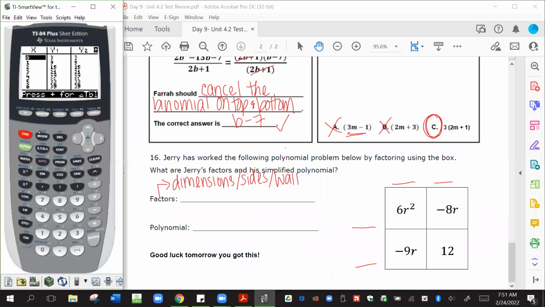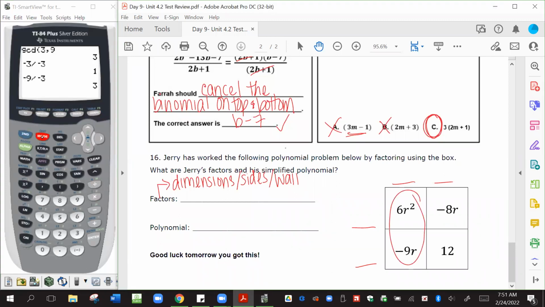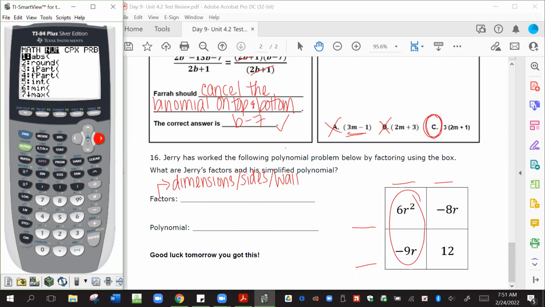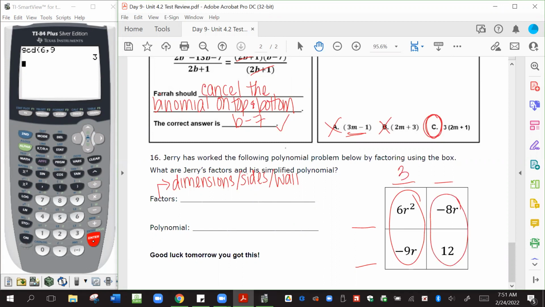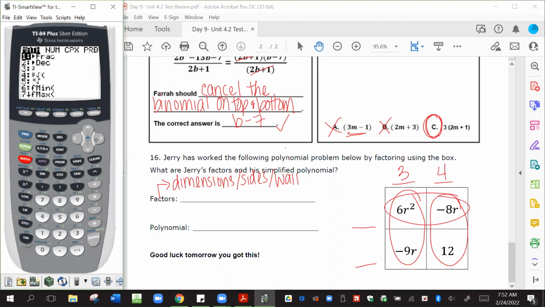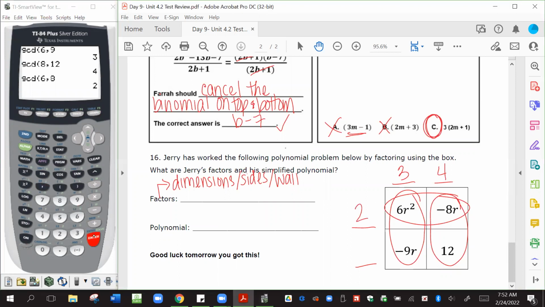So to find that, I do my GCF. I say, okay, well, what would the GCF be of 6 and 9? I have to put my numbers in. 6, 9. And I say, okay, well, this one's 3. And I can do the same thing right here. I can do, okay, what would the GCF be of 8, 12? And I get a 4. And then I could do it here too. And okay, well, what's the GCF of 6 and 8? And I can get 2. And then same thing, 9 and 12. And I got a 3.